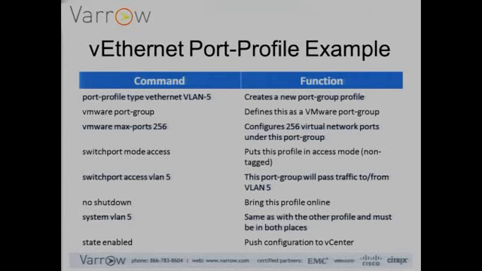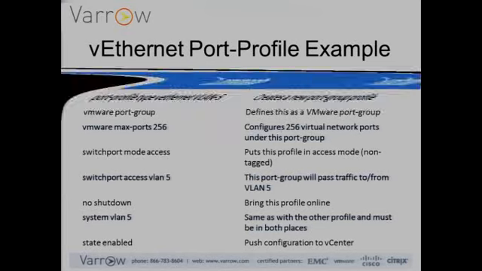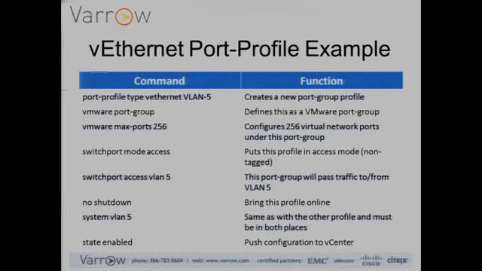VMware max-ports 256. So this sets the number of basically VM NICs that you can plug into this port group. When you plug in 256, it's full. When you plug in 257, you're going to get an error that says you're out of ports. You just come in here and type vmware max-ports 300. The default setting is 32.